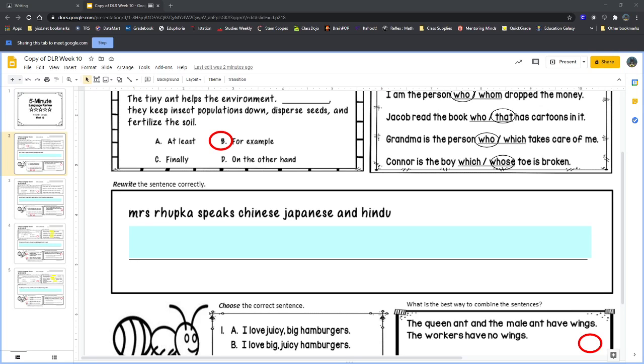You are absolutely correct. The languages she speaks need to be capitalized because they are specific languages. It's not just Mrs. Rupka speaks something. She speaks those languages. So we need to make sure that they are capitalized. They're being specific. Okay. We have 2 mistakes left. Both of them are punctuation. 2 more mistakes in this sentence that we need to fix. 2 more punctuation mistakes. So it might be something very small, something easy to miss, so we have to look carefully.